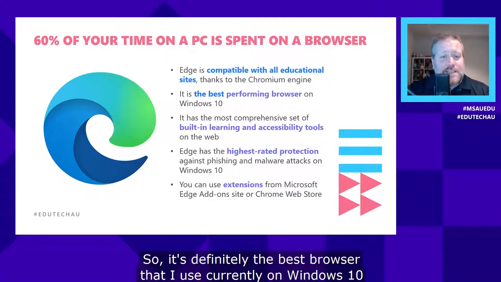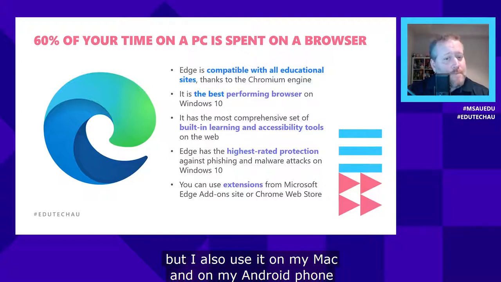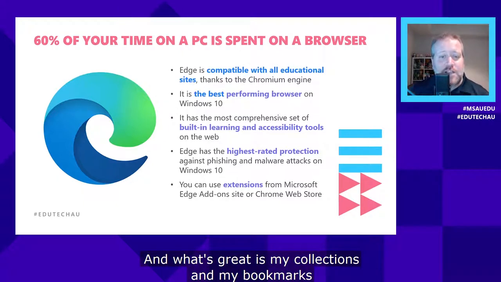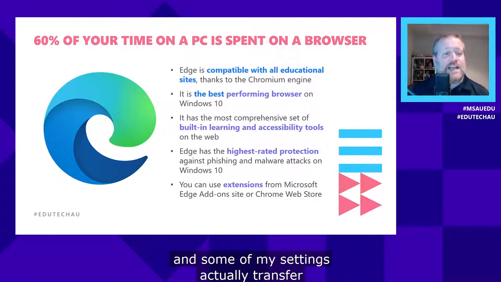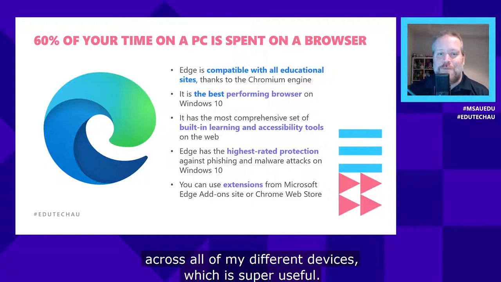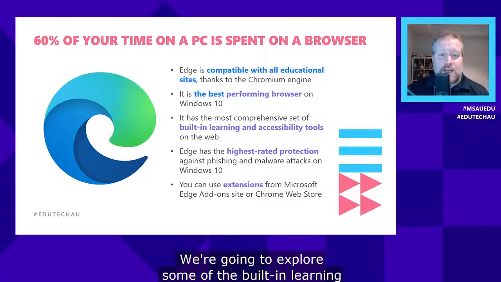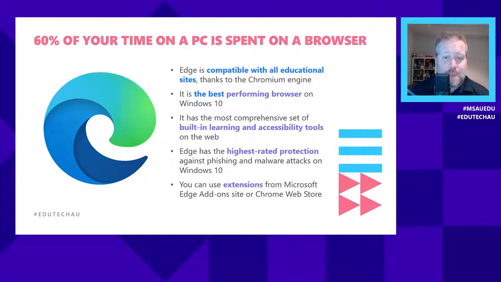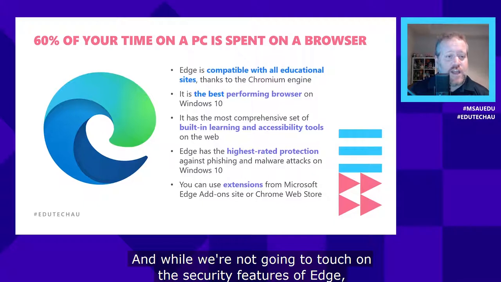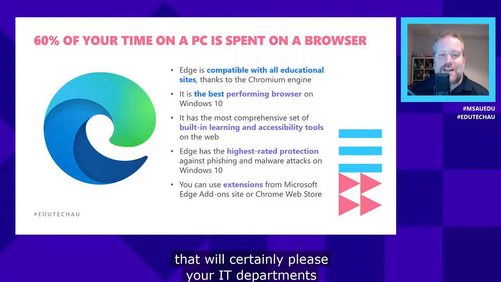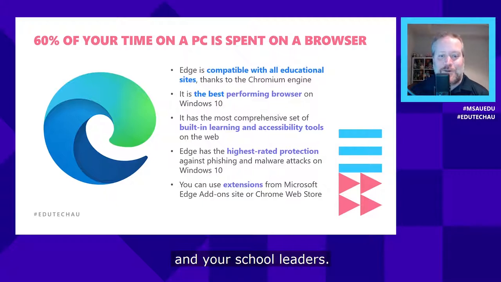So it's definitely the best browser that I use currently on Windows 10, but I also use it on my Mac and on my Android phone and on my iPad. And what's great is my collections and my bookmarks and some of my settings actually transfer across all of my different devices, which is super useful. We're going to explore some of the built-in learning and accessibility tools today. And while we're not going to touch on the security features of Edge, I'll show you where you can find out further information, and there'll be stuff there that will certainly please your IT departments and your school leaders.